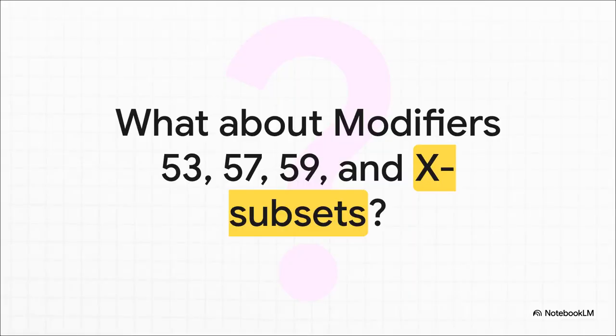Now, you might be wondering, what about the rest of them? Like, what happens when a procedure is stopped for safety? Or what about the infamous, heavily audited Modifier 59 and its highly specific X subsets? Well, that brings us to the end of this explainer, but the journey continues. I'll see you in Part 65 of Modifiers Masterclass Part 2, where we're going to tackle exactly that.